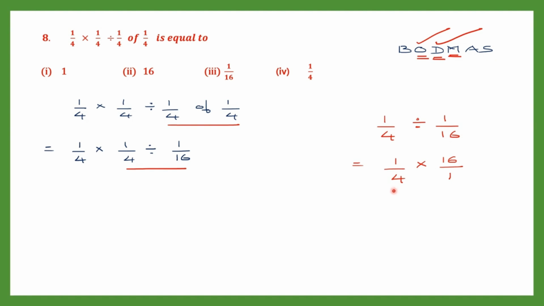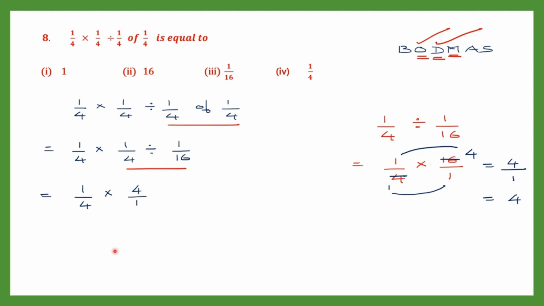Here I can cancel the denominator 4 and the numerator 16. 4 ones are 4 and 4 fours are 16. Now we can't cancel anything else, so we multiply the numerators and the denominators. That means 1 into 4 is 4, and in the denominator 1 into 1 is 1. So 4 by 1 is simply 4. So let's write that down here. In the place of this, we can simply write 4 or we can write 4 by 1. So here we have 1 by 4 as it is into 4 or 4 by 1.